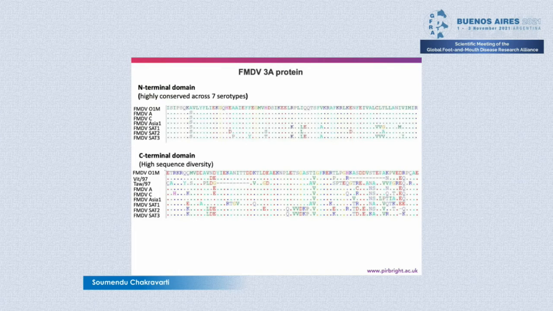Coming to the FMDV 3A protein, it has 153 amino acids and is the biggest among all the viruses within the picornavirus family. The N terminal is highly conserved, while the C terminal is variable among the 7 serotypes. Partial deletions in this C terminal region of the 3A protein have been associated with disease in pigs.